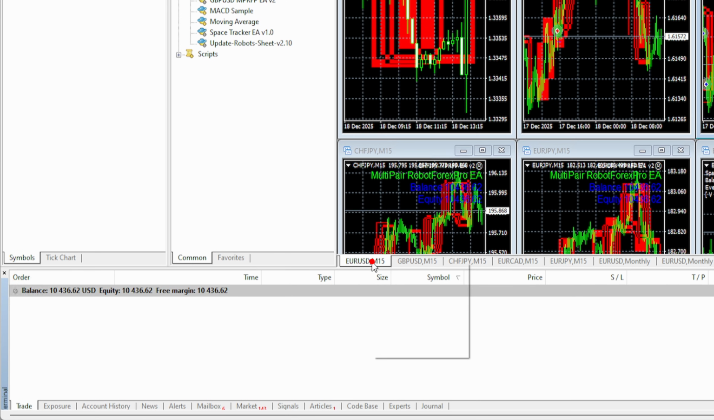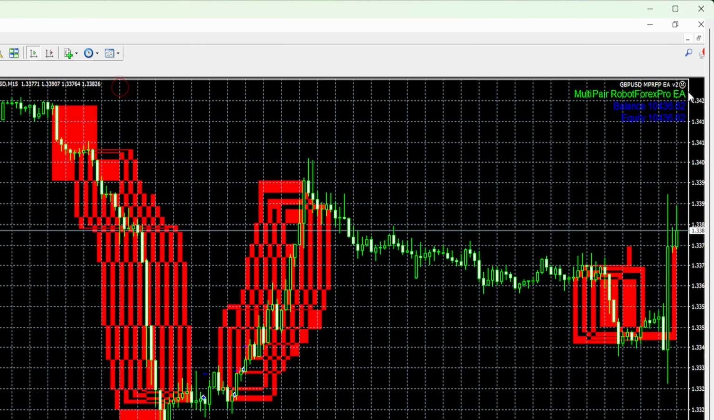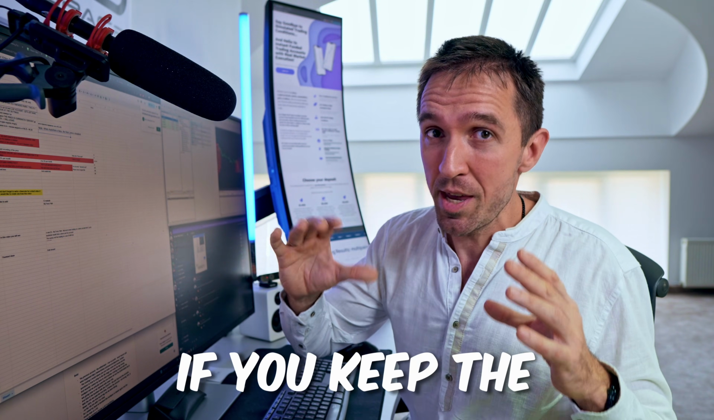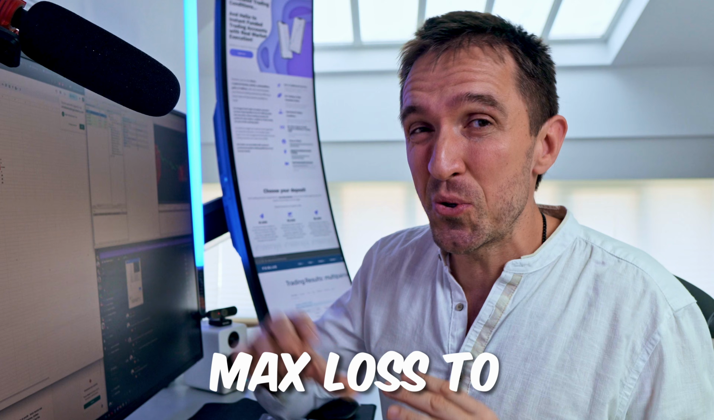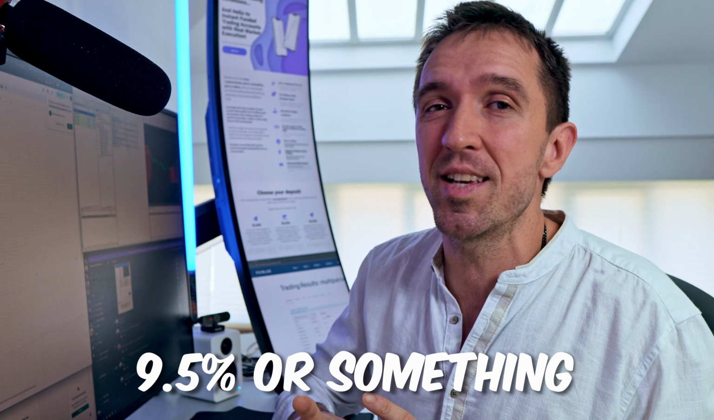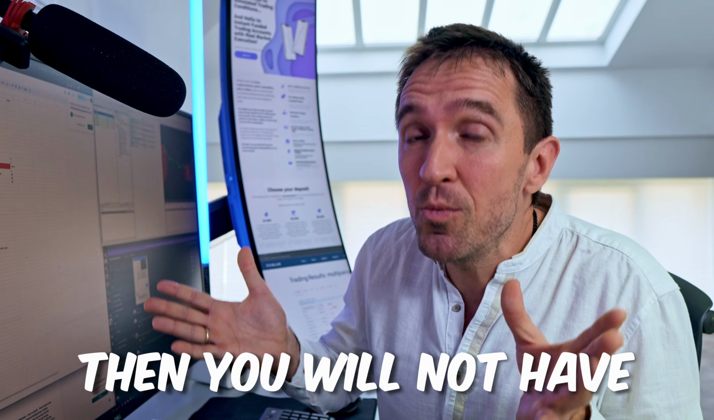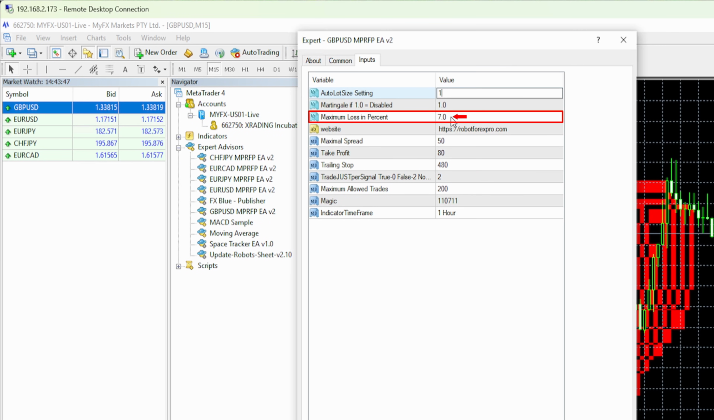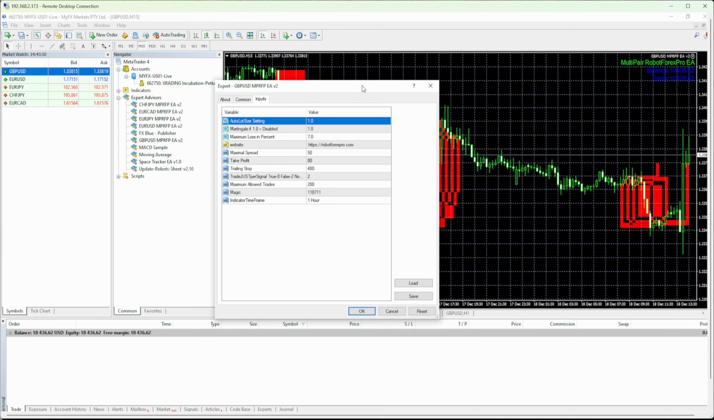So what I will do first is I will remove the euro dollar. Then for the pound dollar, I will go down to auto lot size, not 7 or 6.8, but just 1. Max loss in percentage, I keep it to 7 because, as I said in other videos, if you keep the max loss to 9.5% or something and you hit it, then you will not have space to recover. So I prefer to keep it somewhere at 7 or 8%, and I will click on OK.